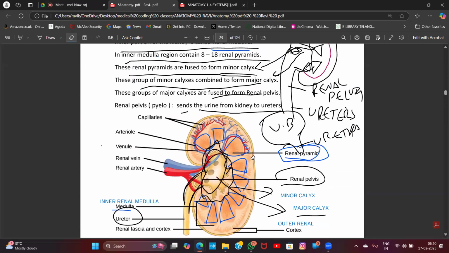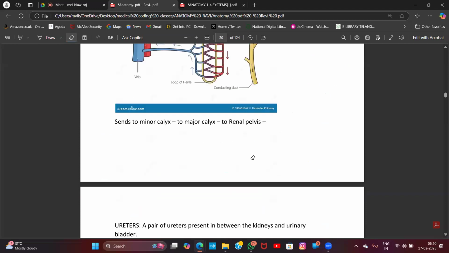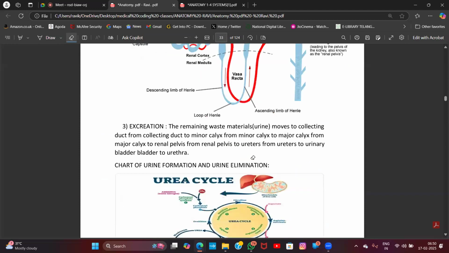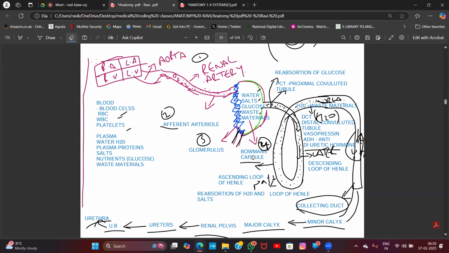About filtration: in the filtration of the blood, waste materials like urea move from the renal artery. Small particles like water, salts, glucose, and waste materials move inside the Bowman's capsule. After the Bowman's capsule, glucose is reabsorbed in the PCT, the proximal convoluted tubule, and water and salts are reabsorbed further along. During dehydration, vasopressin, a hormone, helps in the distal convoluted tubule with reabsorption of water from the filtrate.